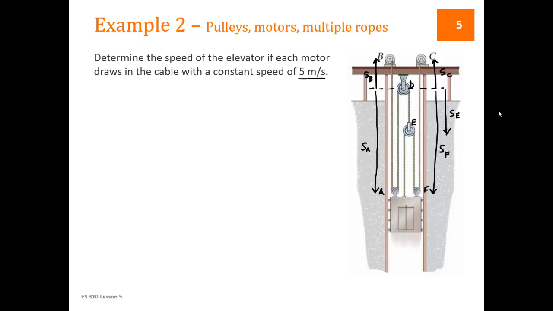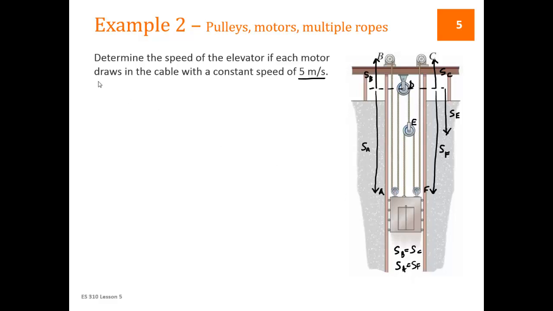Now we get to write our length of the rope in terms of these variables that we just wrote. Something to notice, first of all, SB and SC are going to be the same, because the elevator isn't going to tilt. So those two are going to be the same, and then SA and SF are the same. So let's just jot that down so we remember. SB is going to equal SC. SA is going to equal SF.